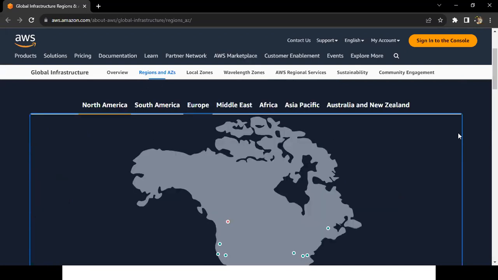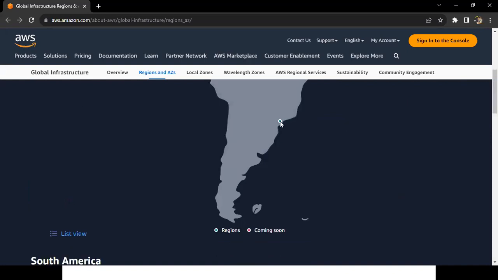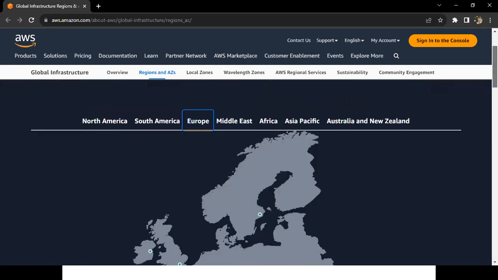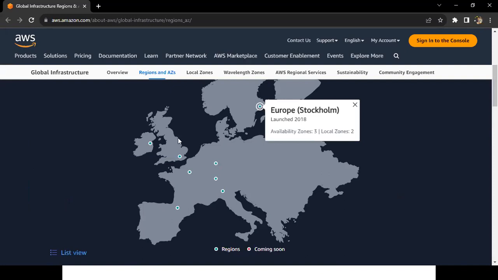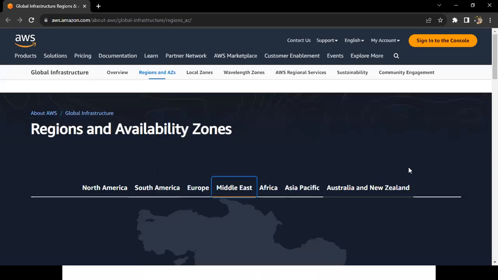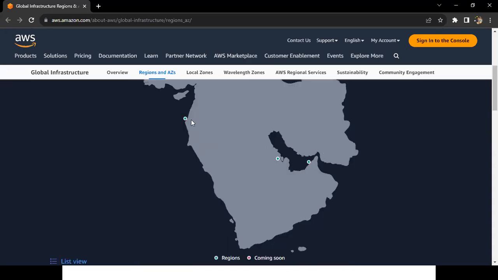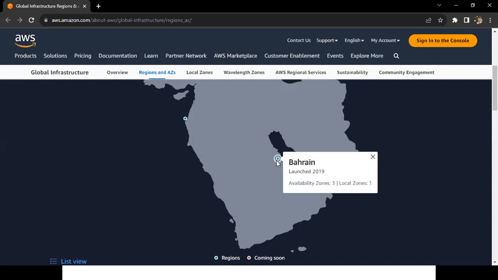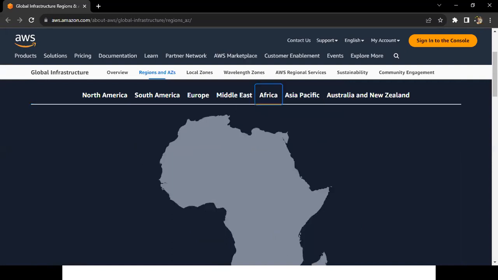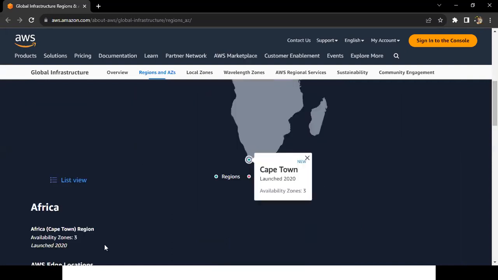Like this, we can see in South America also, only one. Europe, Middle East. This is the one they launched last week, in Israel. Africa, we have only one, in Cape Town. Here we can see.